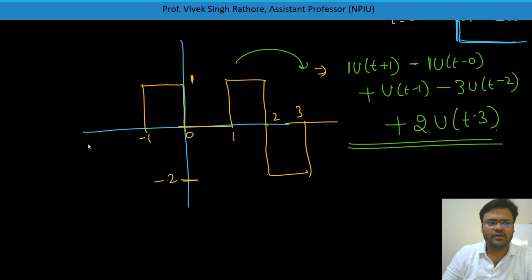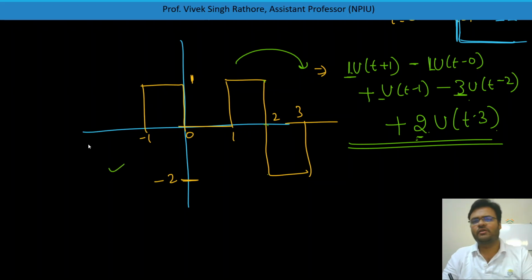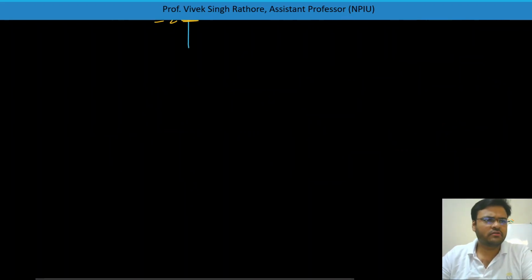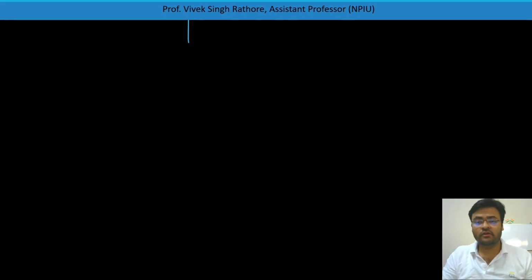If you want to see whether it is a finite duration signal or an infinite one, you can see +1, -1, 0, +1, +2, +3 and -3 is equal to 0. So ultimately the sum of the amplitudes is coming to 0. That means it is a finite time duration signal. This you can understand. Now we will see what is the effect of time shifting operations on a ramp signal.